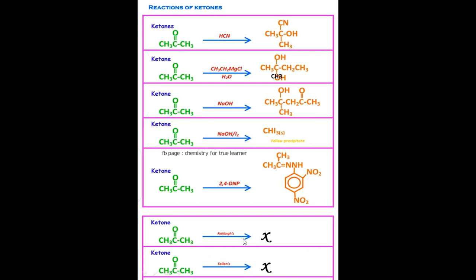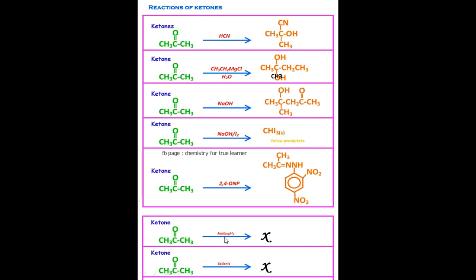Now, Fehling's solution is an alkaline solution of copper sulfate, which is used to oxidize a compound. An aldehyde has a free hydrogen, which can reduce the Fehling's solution, the copper 2+ ion in it, which is blue colored, to copper 1+, which is red colored. Ketones lack a free hydrogen atom, so they are unreactive in Fehling's solution.